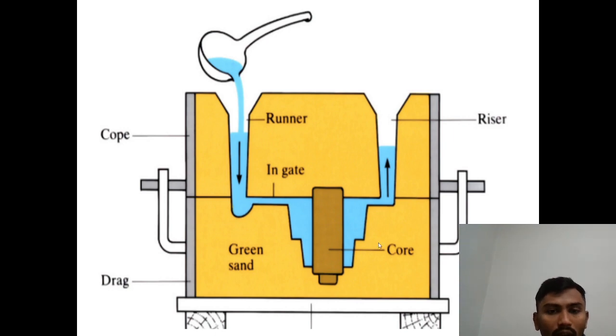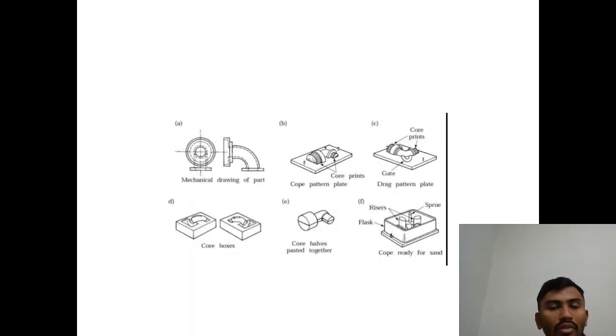After some time, after solidification and cooling, you have to remove this sand, the green sand. Mostly we use green sand in sand casting. So all the yellow color here is sand. After that, you have to break this green sand and remove it, and then you have to remove the pattern. After cooling, it will be hard. So we can get the final product that is made in sand casting.